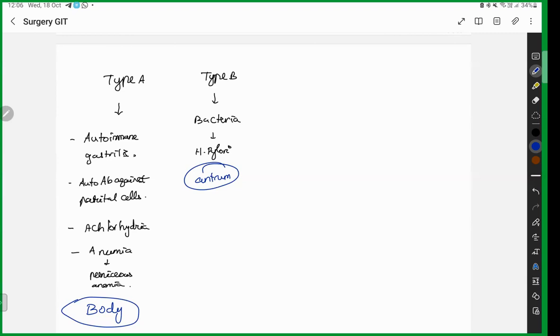Now coming here, type B. Type B is going to be due to H. pylori, and it affects the antrum. Okay, number 3, type C is nothing but, as I told you already, it is going to be stress induced.